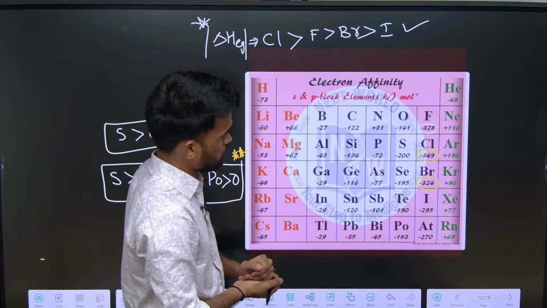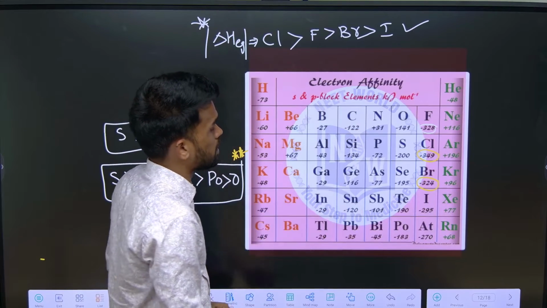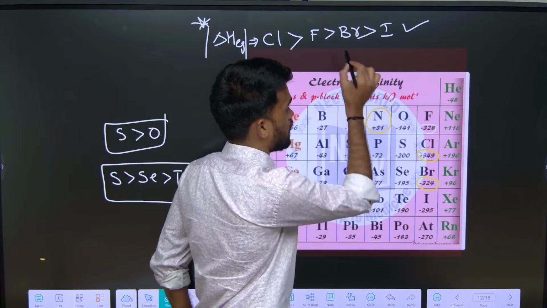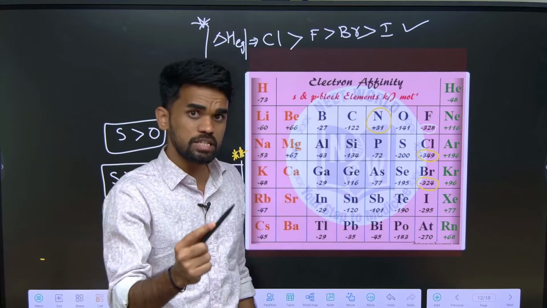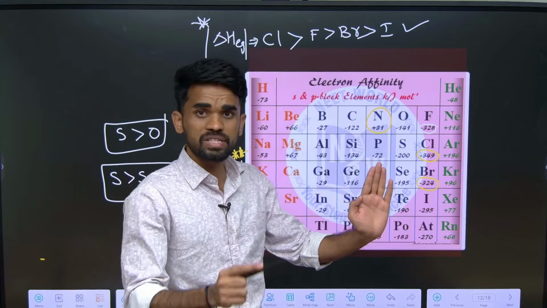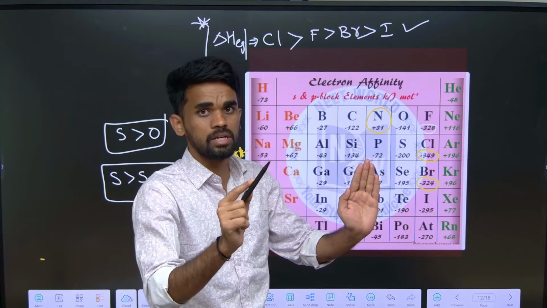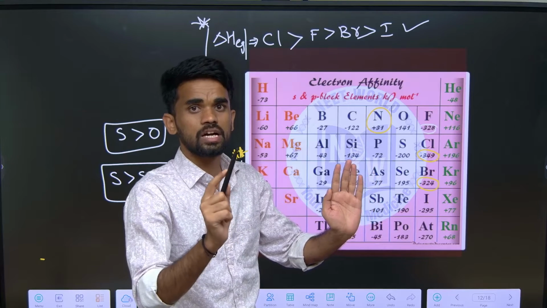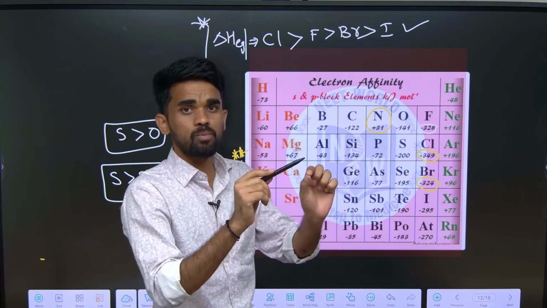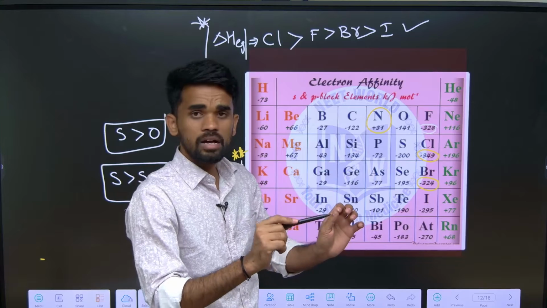When it comes to the nitrogen family, for nitrogen it has a positive value. Why does it have a positive value? Just now we discussed that elements with half-filled and fully filled electronic configurations are considered stable. So elements with stable electronic configuration will have either a positive value or 0.